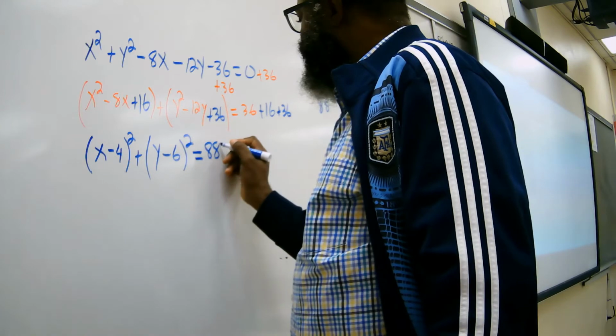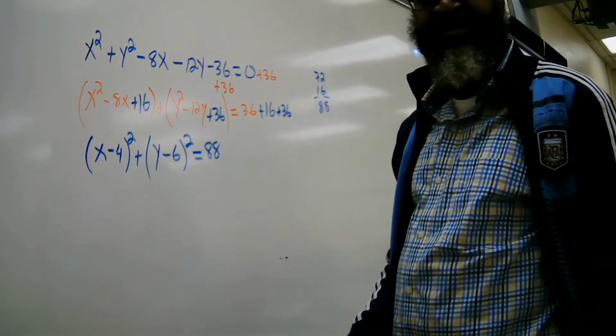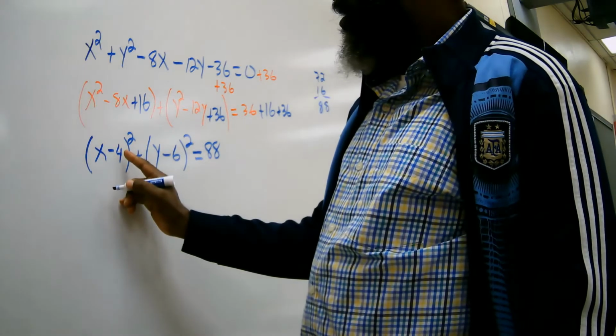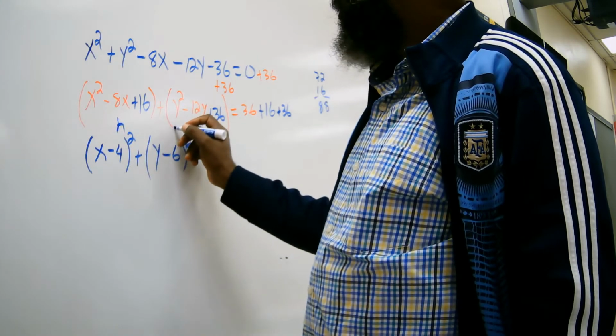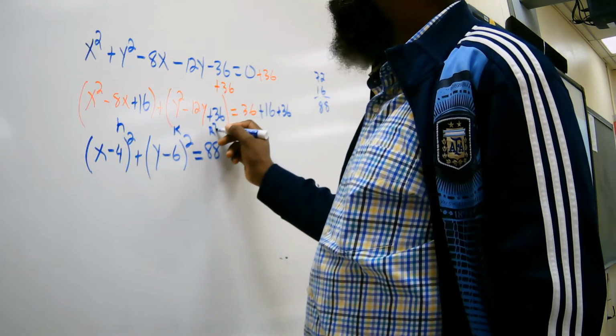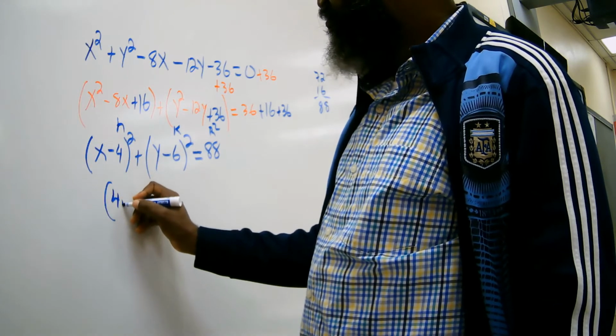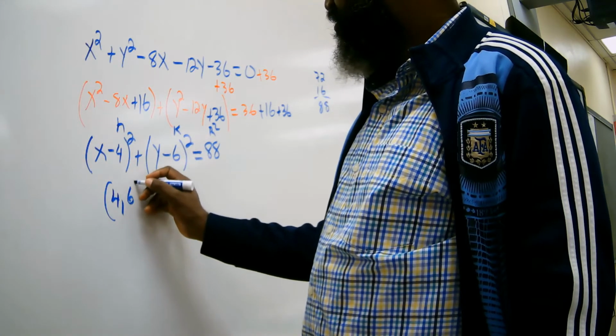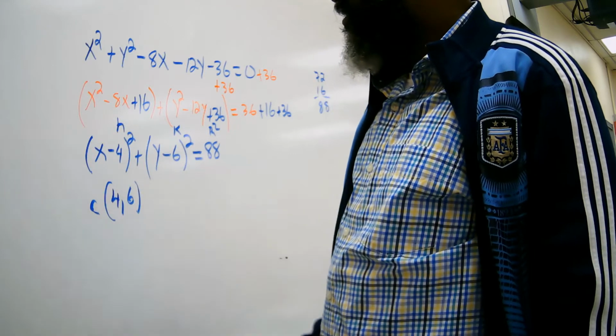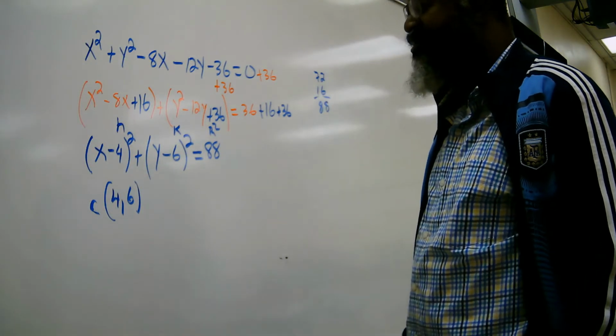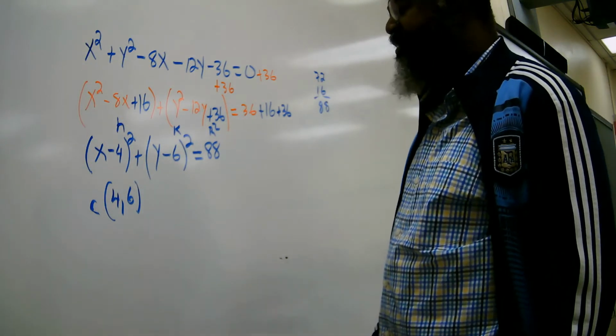That's what you want. Now you need to identify the center of the circle. Then that will be your h, that will be your k, and this is your r squared. So then we're going to take the opposite of that. This is 4. We're going to take the opposite of this. This is 6. So the center of the circle is 4, comma 6.